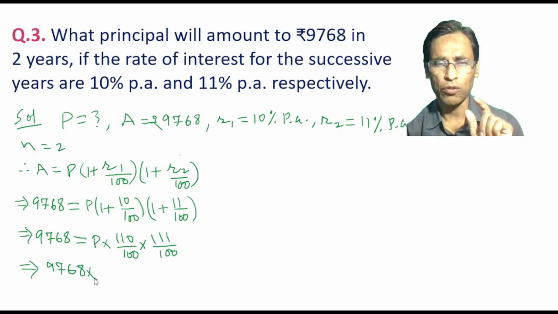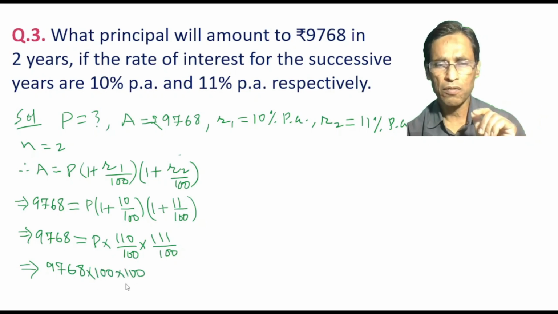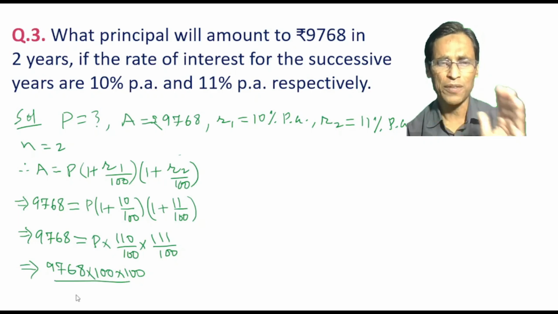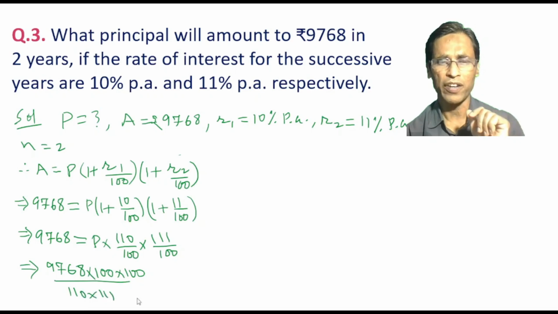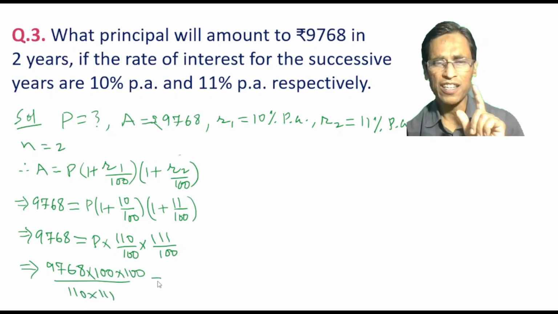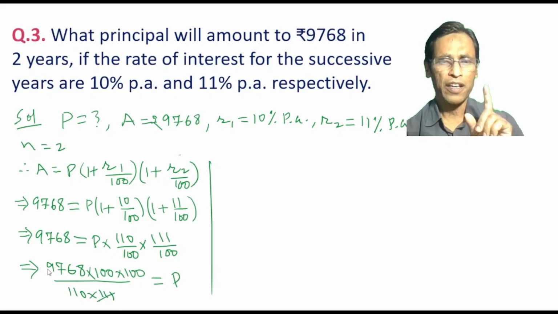Now we have an equation in P, so we solve it for P, and in transposing we get 9768 into 100. The denominator on the right side changes to numerator when brought from the right side to the left side, and the numerator on the right side changes to denominator when brought to the left side. And so 110 into 111, and in right side we have only P. 9768 is divisible by 111 in 88 times, so it is 88.